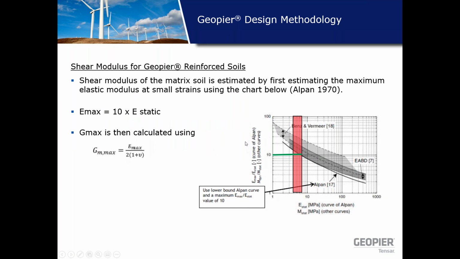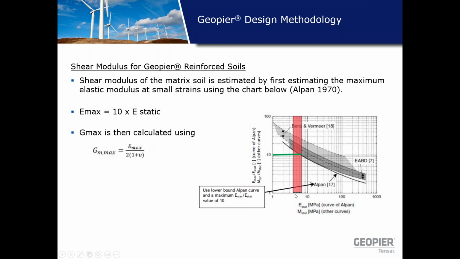For the matrix soils between the piers, there's a couple steps that are involved. So we have to start with the static modulus, which is the modulus that you would use if you were going to calculate settlement of a foundation. And you're going to use the chart shown here in the bottom right to come up with the maximum modulus, which is the modulus that you would have at very low strains.